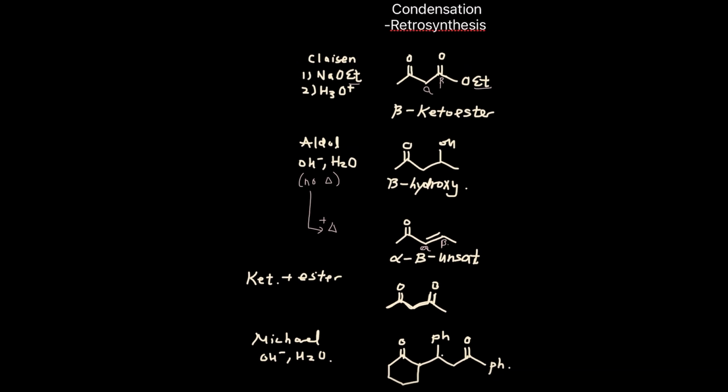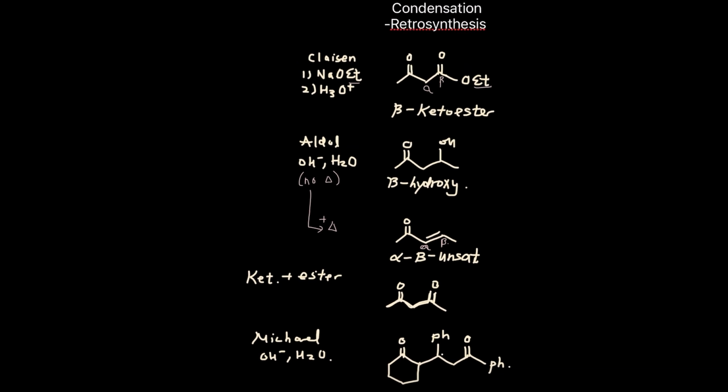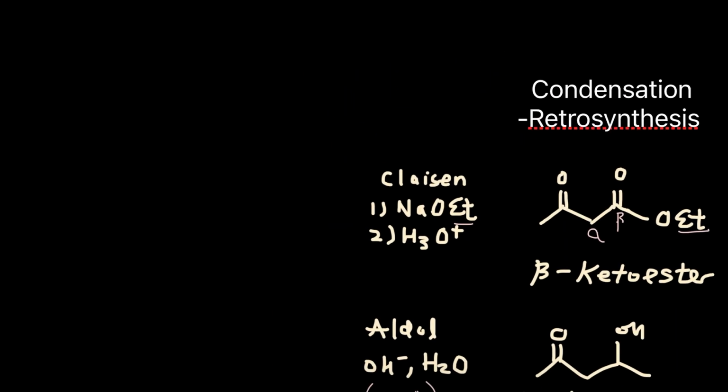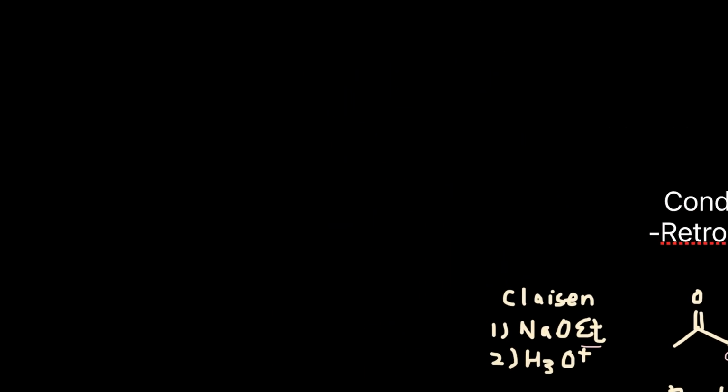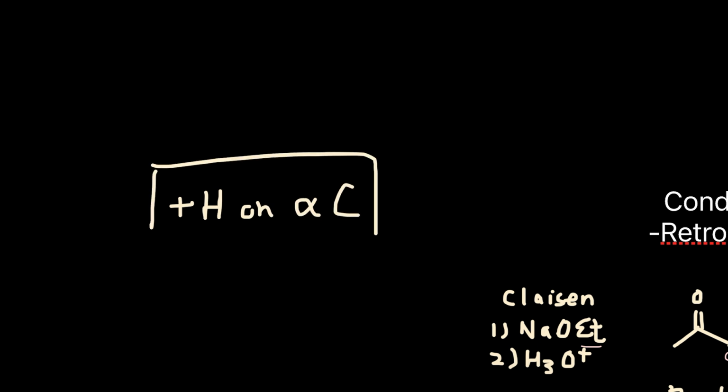Okay. Now let's think about retrosynthesis. How do we make these dicarbonyls? Also, there is one more. It's a Robinson annulation, but I have another video on that with retrosynthesis and synthesis of. So retrosynthesis, there is one commonality between all these, and it is add hydrogen on the alpha carbon, but the beta carbon is where things vary.